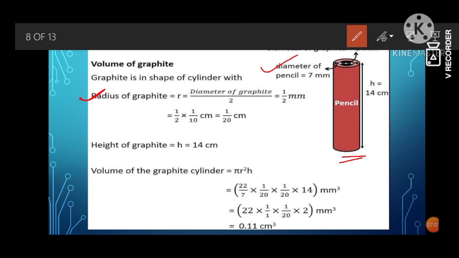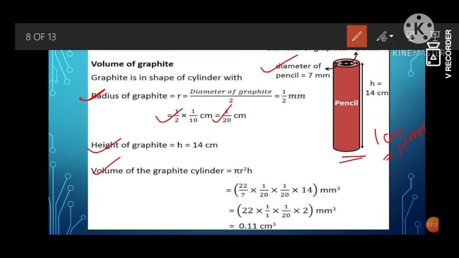We know that 1 centimeter is equal to 10 mm. So 1 mm is equal to 1 by 10 centimeter. We will convert it into centimeter because we want all our units in the same parameters. So 1 by 2 into 1 by 10 is equal to 1 by 20 centimeter, which is the radius. Height is 14. So the volume of the graphite cylinder will be pi r square h.